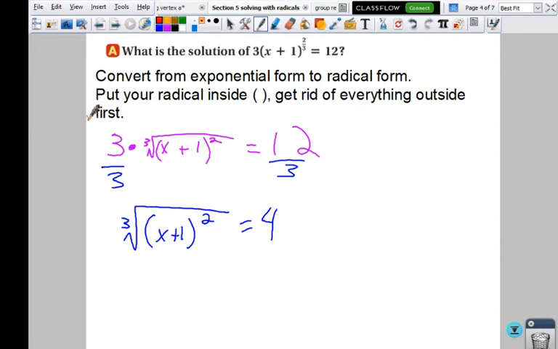What is the opposite of a cube root? Yep, we're going to cube it. Remember, to get rid of a radical, we need to put it to the same power as the index. My index is 3, so I'm going to have a power of 3. If I put a power of 3 to the left, I get a power of 3 to the right. My radical and my power of 3 cancel out, and I've got (x plus 1) squared, and it's going to equal 4 to the third, which is 64.